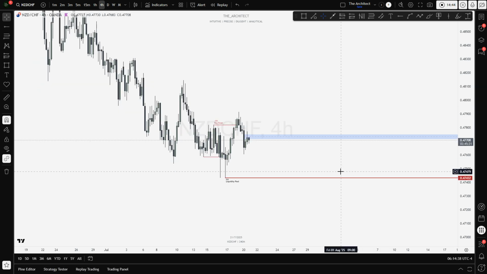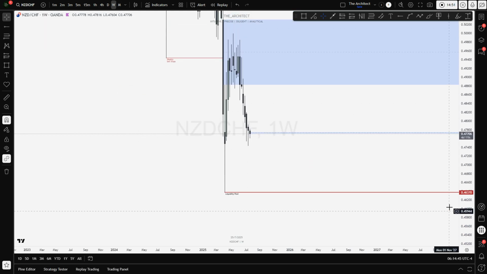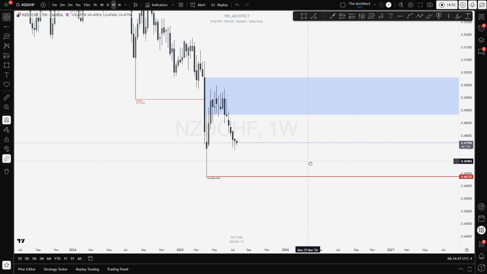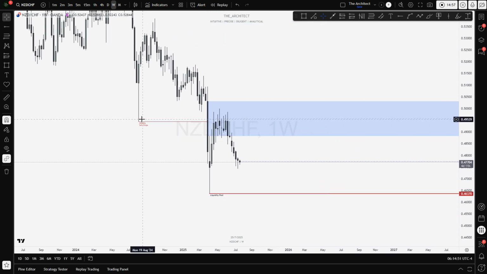Cool. Looking at NZDCHF. While we're on the 4 hour, let's just look at the weekly real quick. Again, external range got taken, we pulled back into internal. The idea is to draw towards external, right? Let's go back to the H4.